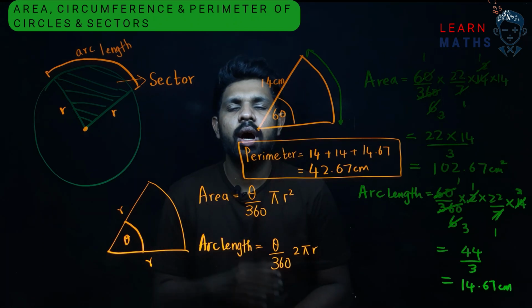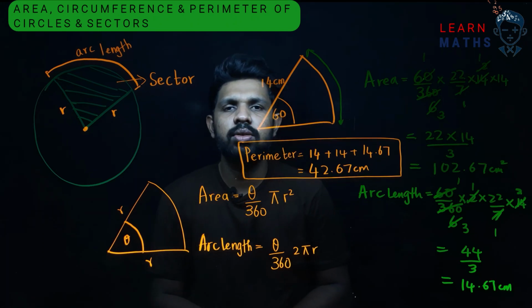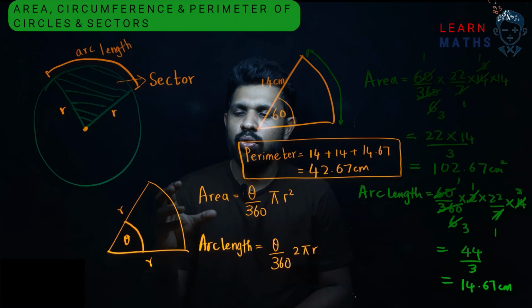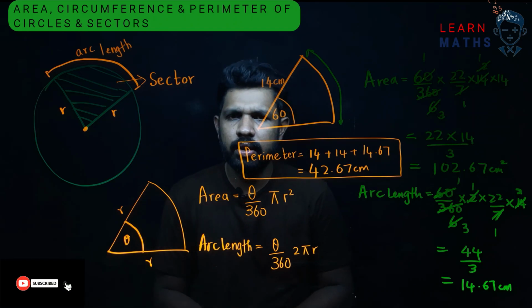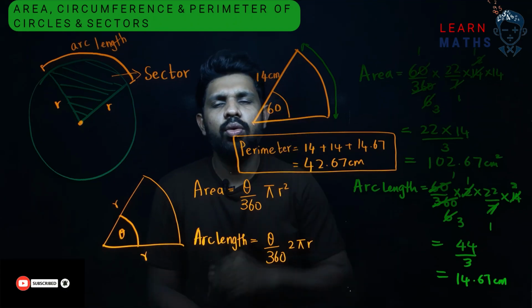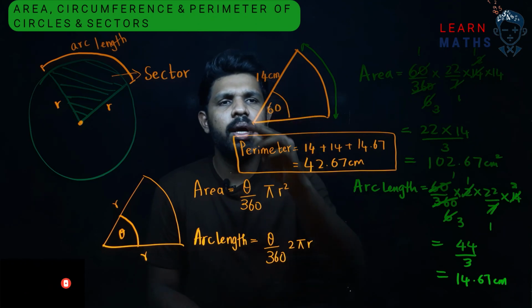So I hope you all understood how to find the area and circumference of a circle, and then how to find the area and arc length of a sector, and also how to use the arc length to find the perimeter of a sector.